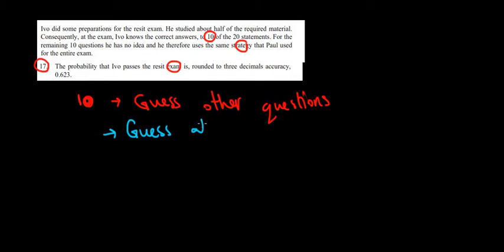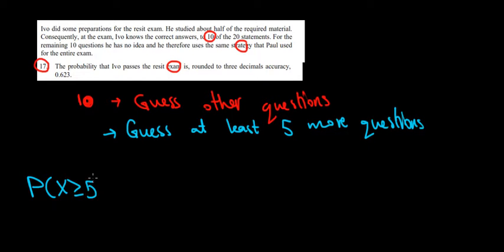Guess at least 5 more questions. Meaning that now our binomial distribution is going to be the probability of having at least 5 correct answers, given that we have 10 questions, because we're guessing from the other 10 questions. So out of those other 10 questions we need at least 5 correct, with the probability of having a correct answer of 50%, because the probability of having a correct answer and an incorrect answer is still 50-50.